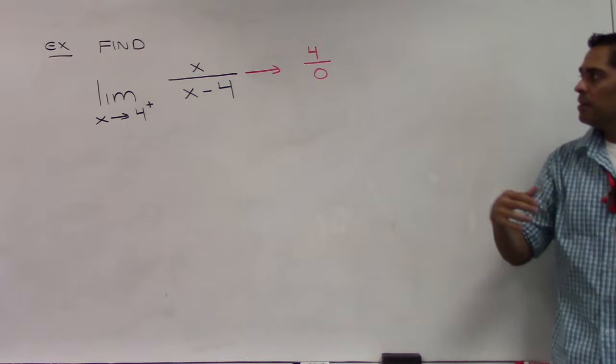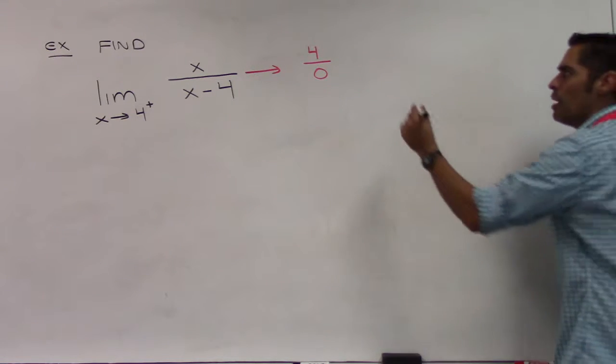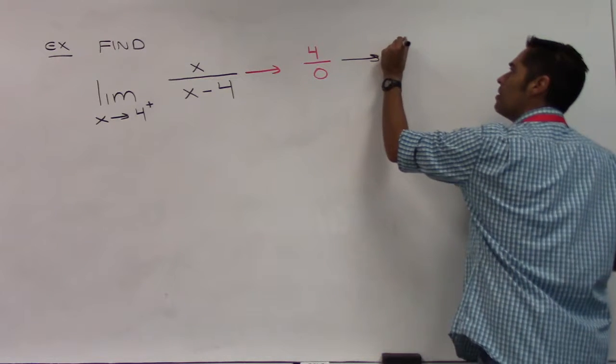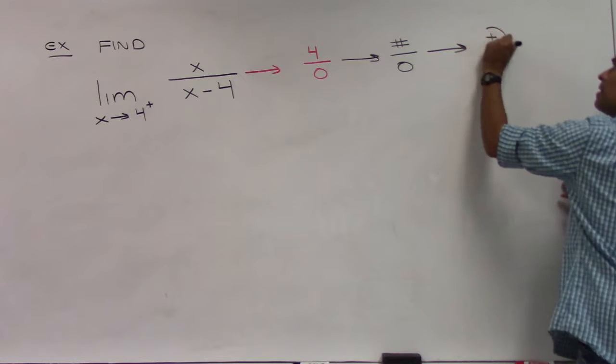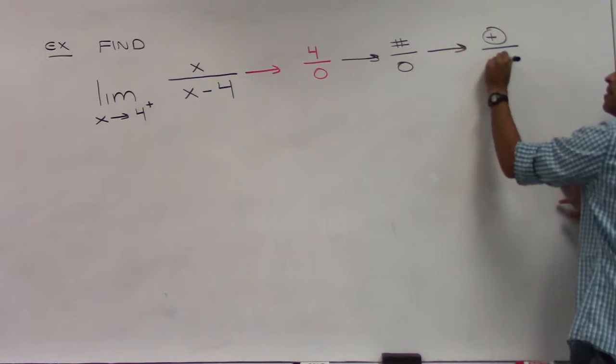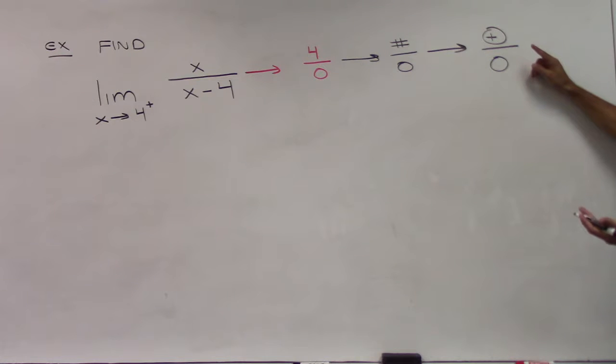All right? The top's easy. 4 is positive. There's no way around that. So you're headed to a number on top and you're headed to 0 on the bottom. The number on top is positive in this case. The number on the bottom is 0. Just figure out if it's positive or negative. If it's positive, the answer is positive infinity. If it's negative, the answer is negative infinity. That's it. Understand?